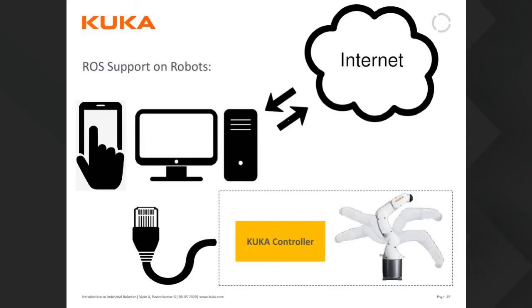So this will be flexible for people who are more interested in research, but with the touch of industrial robots. You can see in the picture that we connected the KUKA controller to a computer with a LAN cable, and then we are commanding via mobile phones also. And obviously both will be connected to the internet again.